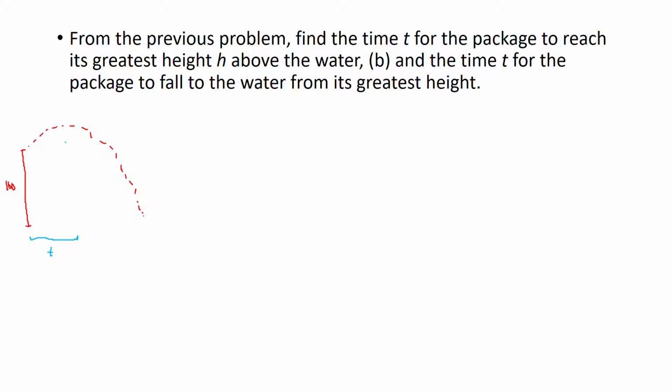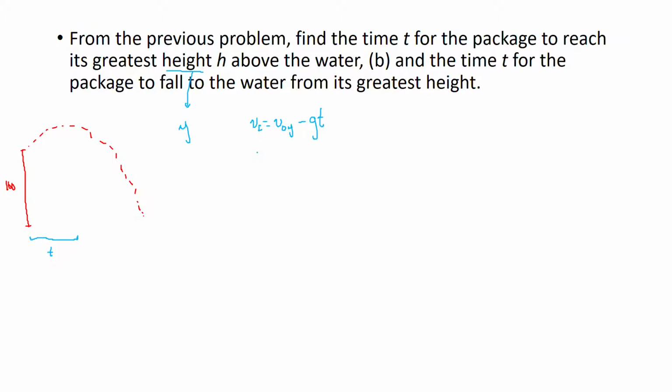We can analyze it just in the y-axis. Why is that? Because we don't care about the x-axis for now. We just want height. That means y-axis. So from there, we can use this formula: final velocity is equal to the initial velocity in y, minus the gravity, the acceleration, times time.